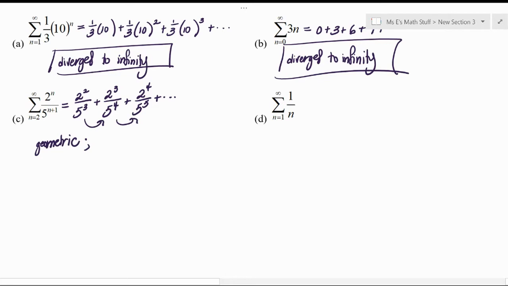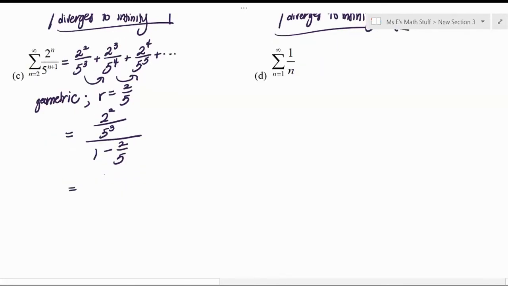Well, on the top, they keep multiplying by 2. On the bottom, they keep multiplying by 5. So the common ratio is 2/5. Does that live between -1 and 1? Yes, it does. And so we could say that the sum equals your first term over 1 minus your common ratio. So then what's that? That would be 2 squared over 5 cubed over 3/5, which means you're multiplying by 5/3.